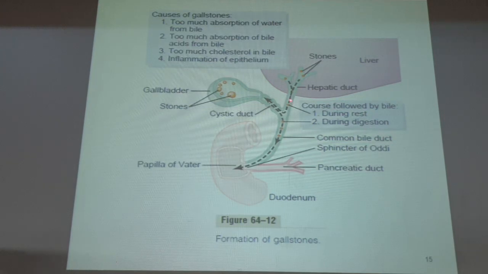Hepatic duct. We have the common bile duct and the cystic duct. When bile is secreted, it usually goes to the sphincter of Oddi, which is controlled by the papilla of Vater or ampulla of Vater, or if this is closed, it will go to the gallbladder. There are stones here. What happens if there is a stone here? Partial gallbladder stone here. What will happen?